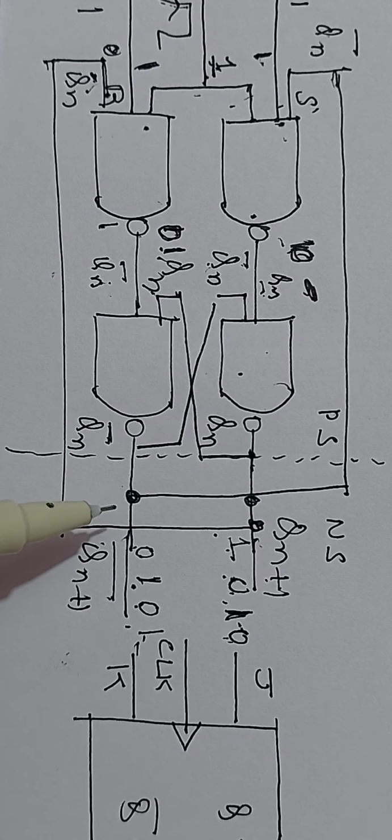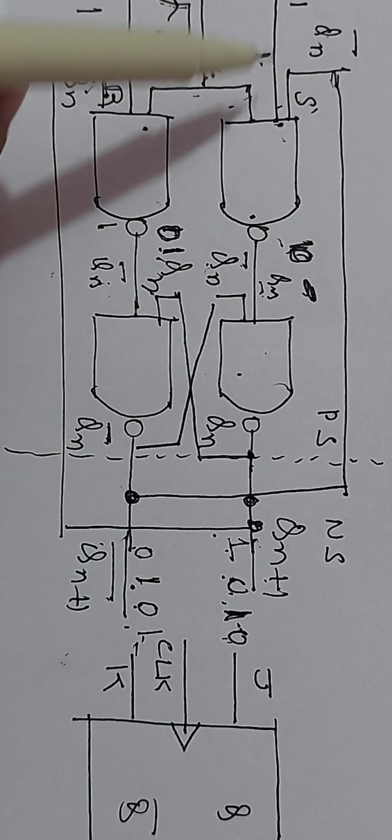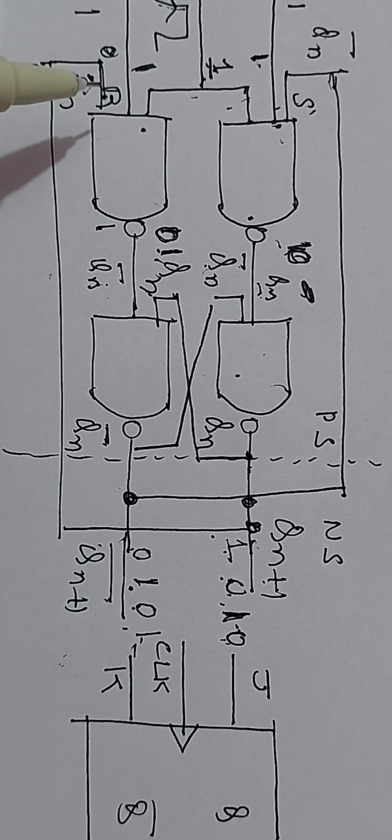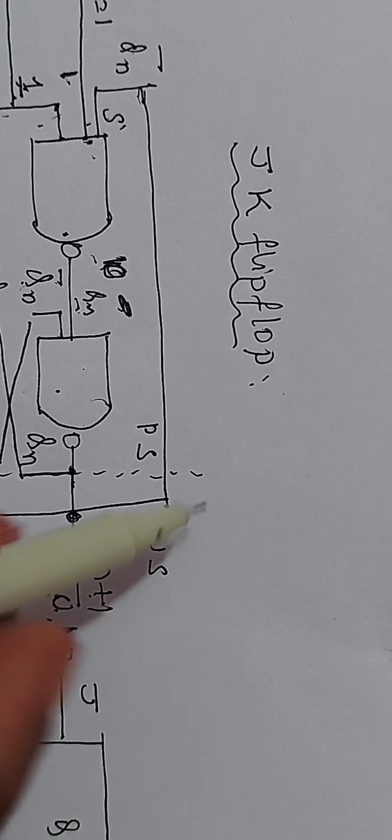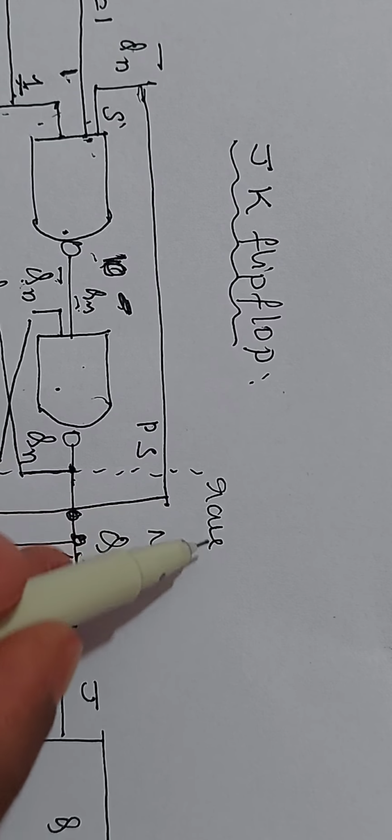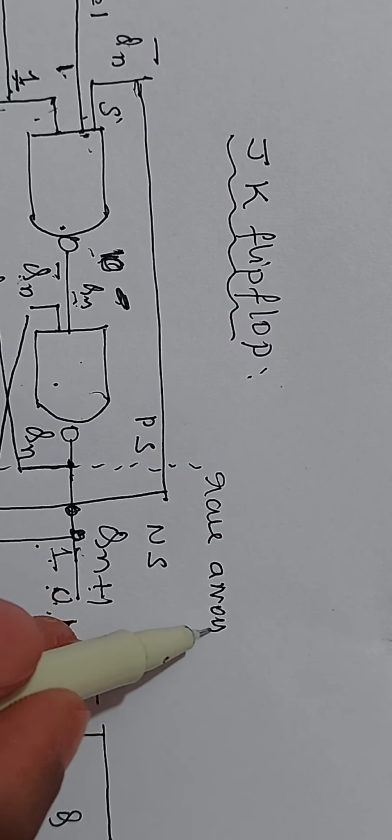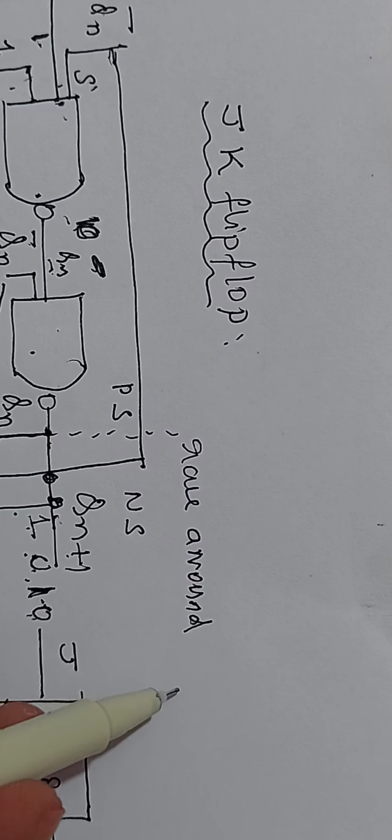Thus, when the output of a clocked SR flip-flop is fed back to the inputs, it becomes a JK flip-flop, and it removes the illegal condition into a continuous change of states: 1 to 0, 0 to 1, 1 to 0. This continuous change of state from 1 to 0, 0 to 1 is called race around condition.